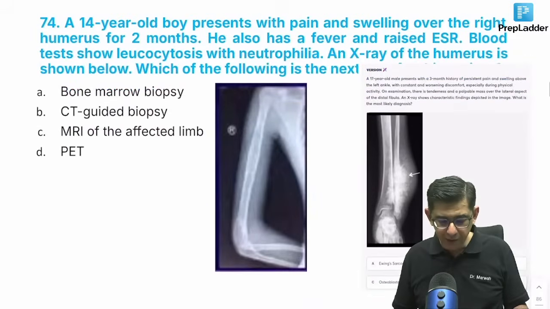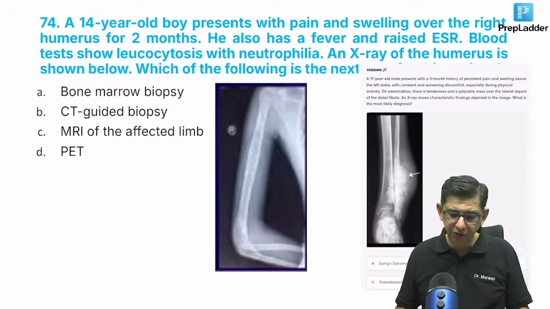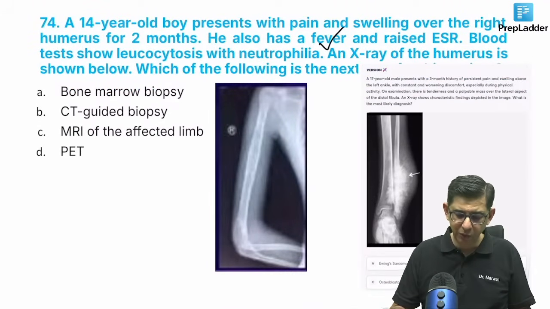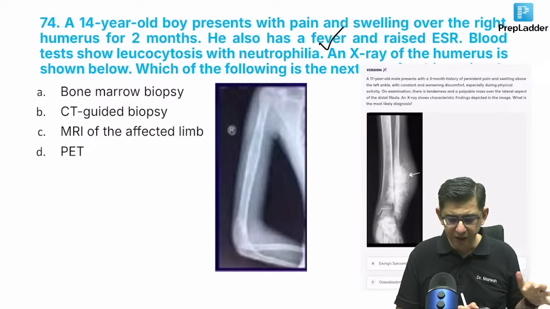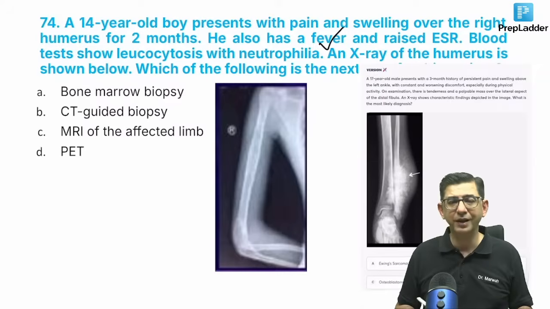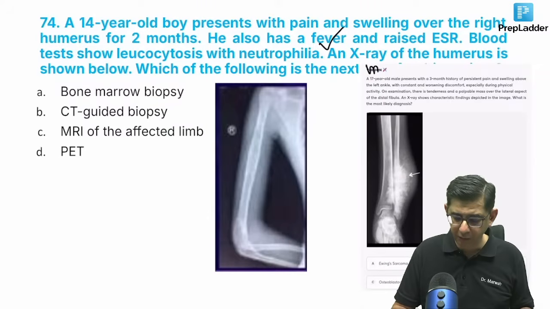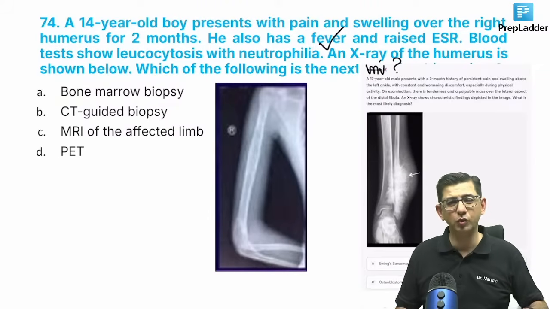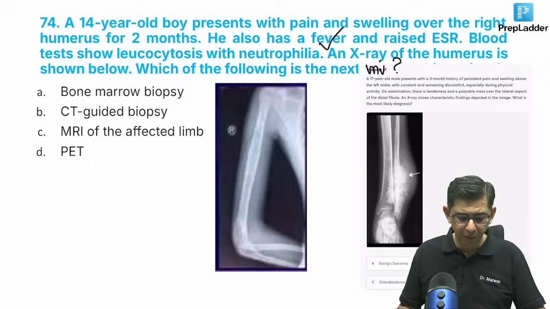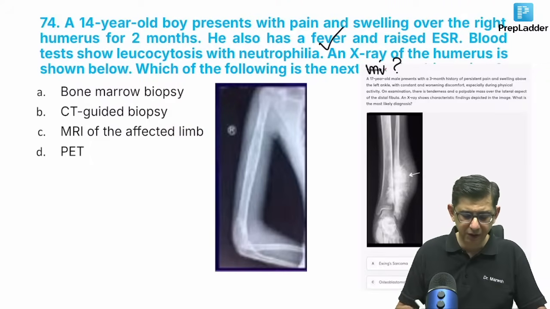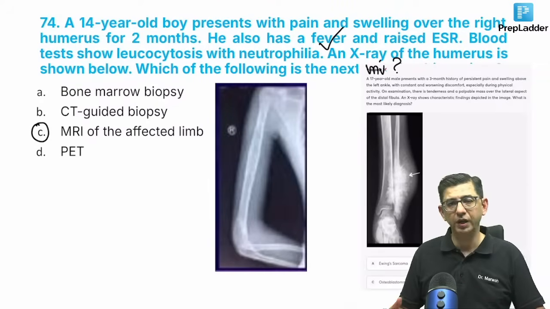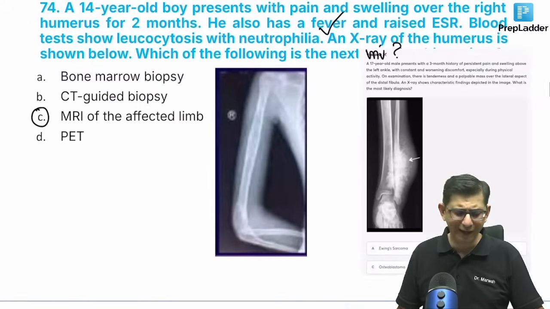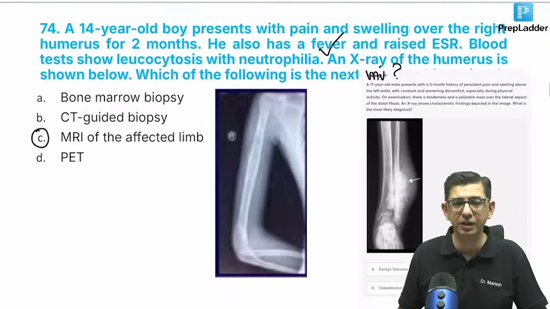Coming to the radiology part, this kid is having fever, raised ESR, there is leukocytosis, and X-ray of the humerus is shown. And then he says, what would you do in this case? What is the next investigation to be done. So it can be what is the investigation of choice, or what is the next investigation. But considering we are going with the next investigation, we'll go with an MRI of the affected limb, and then subsequently we can decide whether we want to go ahead with any kind of a biopsy in the patient or not. But at the moment, we'll go with the next investigation as MRI.